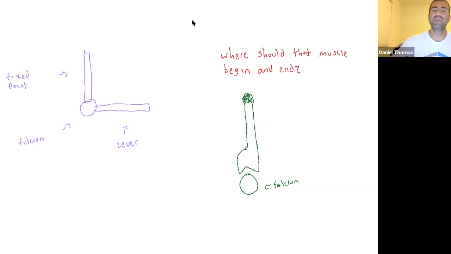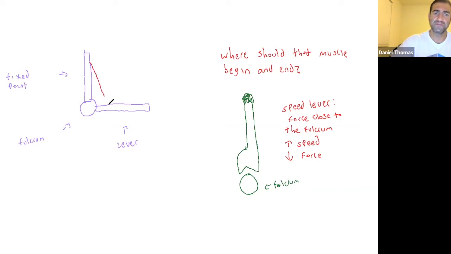Now, we call that a speed lever. So a speed lever has these characteristics. It has the force close to the fulcrum. The advantage to that is that you're going to increase speed, but the expense is going to be decreased force. So what this means is that with a speed lever, it will allow you to close this angle faster, but you won't be able to generate as much force as with the opposite one called a power lever, which we'll talk about in a second.